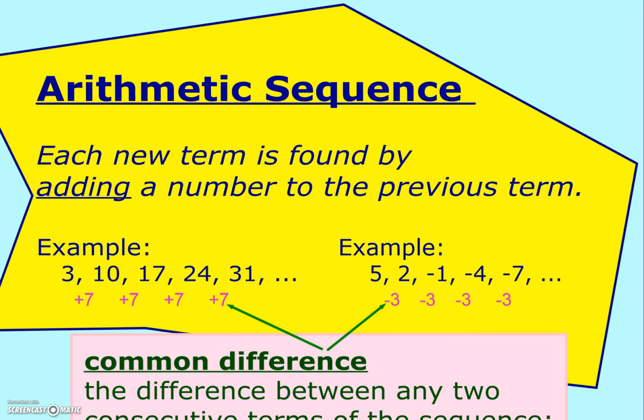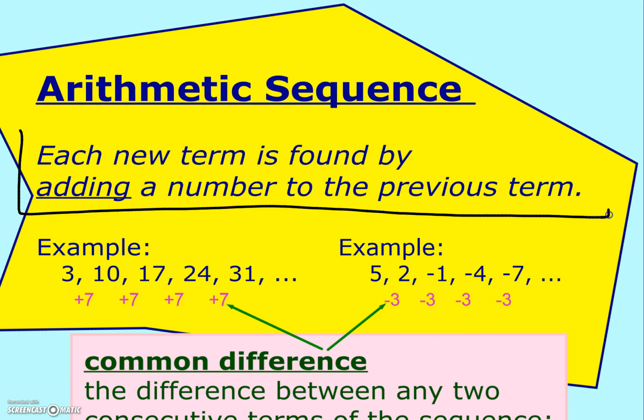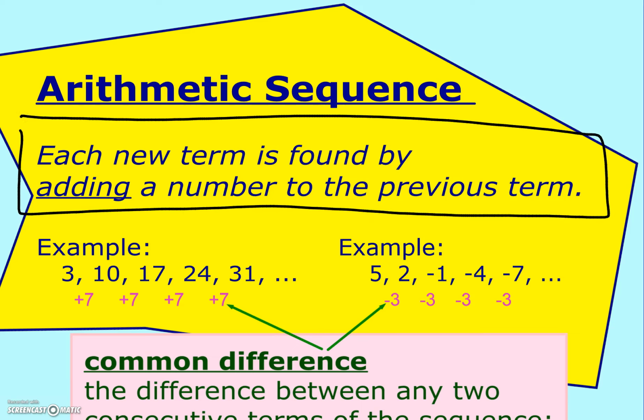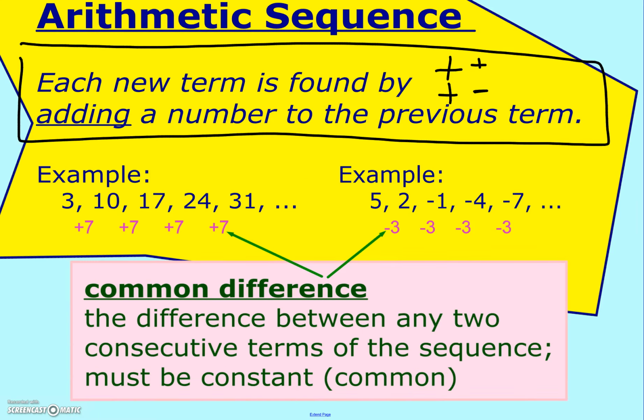Okay, so in arithmetic sequences, each new term is found by adding a number to the previous term. And when I say adding, you can be adding a positive number or you can be adding a negative number. So when we were finding how we got to the next term, we were finding the common difference. A common difference is the difference between any two consecutive terms of the sequence. And it must be constant. Here's the thing, it has to be constant.